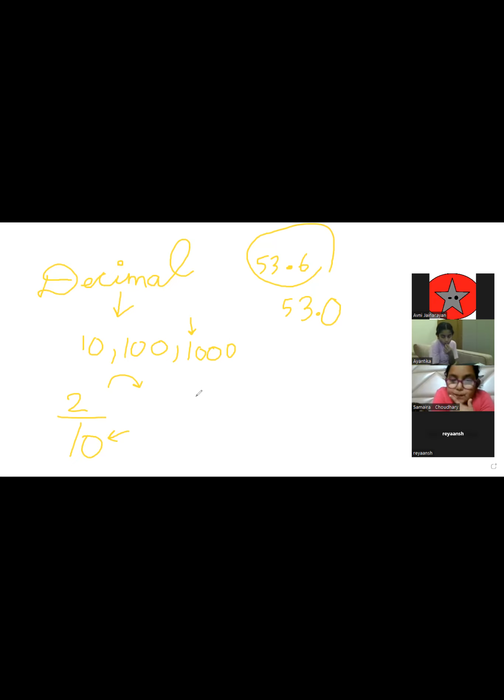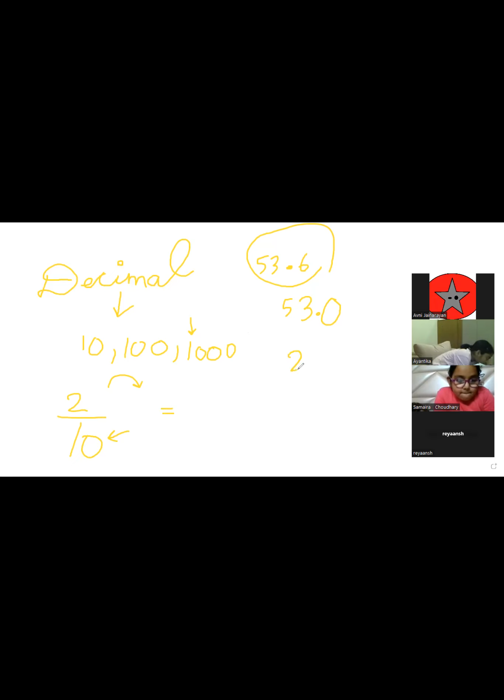As soon as you see the denominator as 10 or 100 or 1000 or 10,000 or lakh, okay? Smallest 2-digit number, smallest 3-digit number, smallest 4-digit number, right? Correct? Now how do we convert this into a decimal? Very simple.